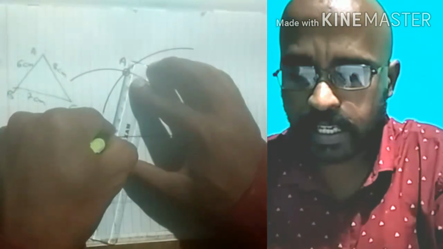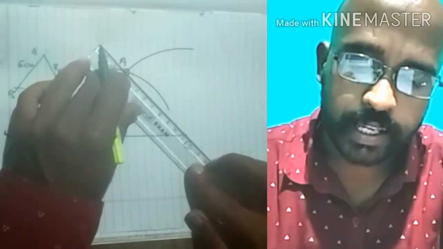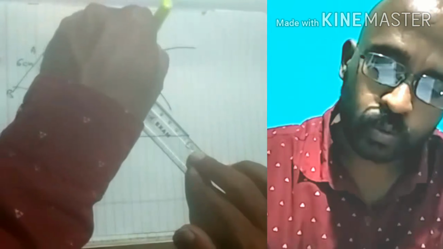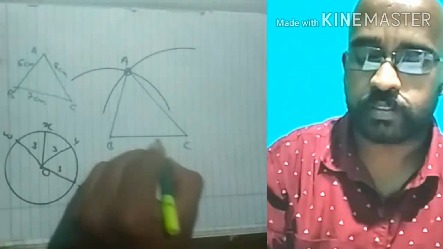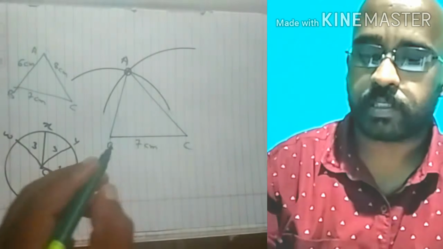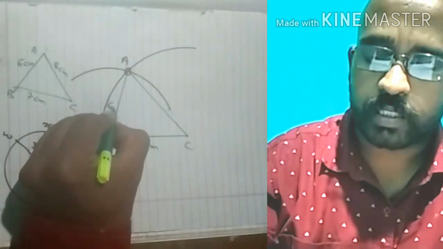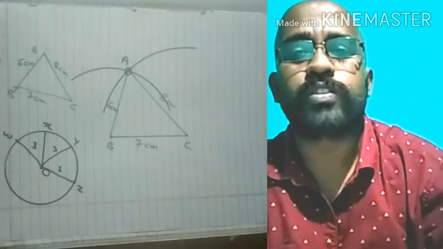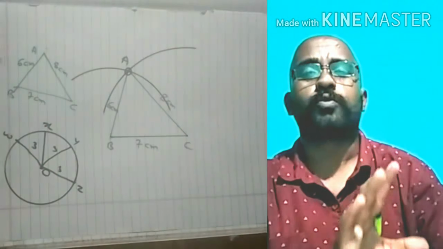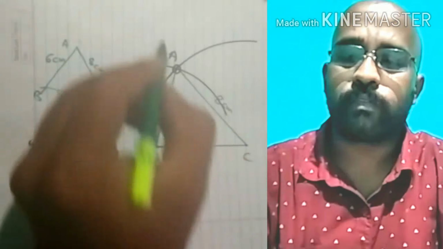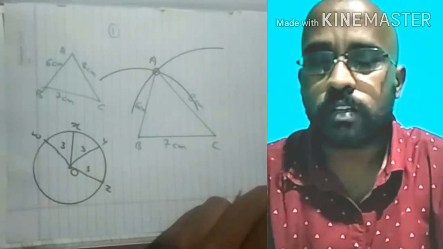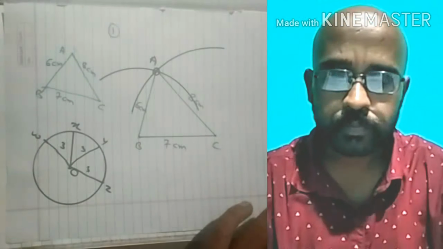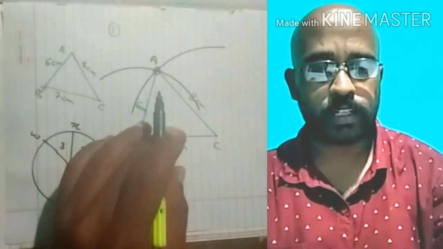Let's connect this A with B and A with C. So triangle ABC is ready, where BC is equal to 7 centimeter, AB is equal to 6 centimeter and AC is equal to 8 centimeter. Was it easy? I think it's super easy for you. So today we learned the first type of triangle construction, that is drawing a triangle if all three sides of the triangle are given.